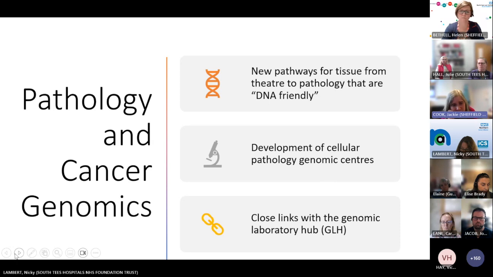And of course, the other development that's going on at the moment that is going to feed into this huge expansion of cancer genomics is the development of very close links with the laboratories, so that we've got very close links between pathology, between the cancer services and the genomic laboratories within the region, with the main hub laboratory being in Leeds. And they themselves are having to bring about a huge amount of changes and developments within the laboratory setting. Next slide, please.